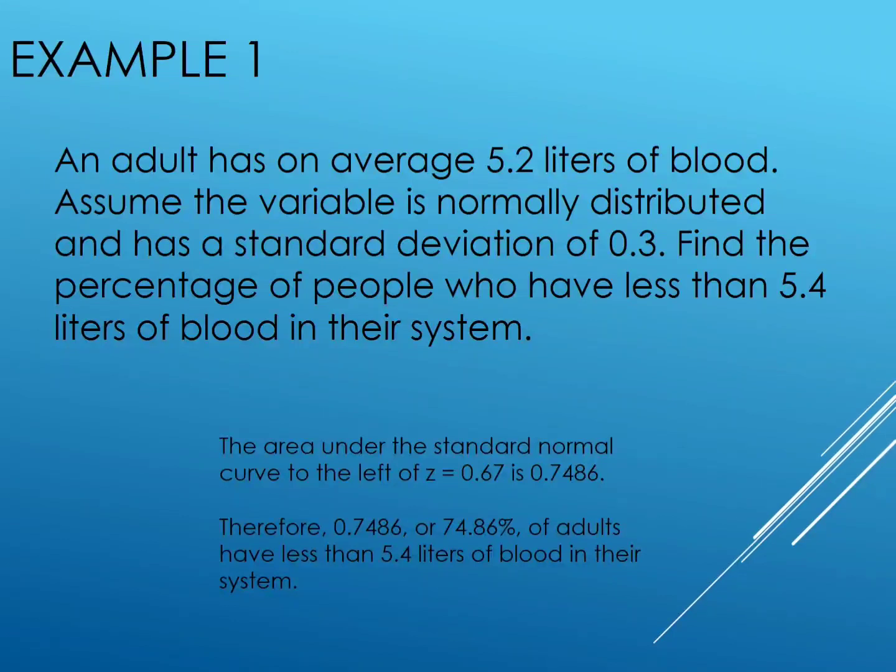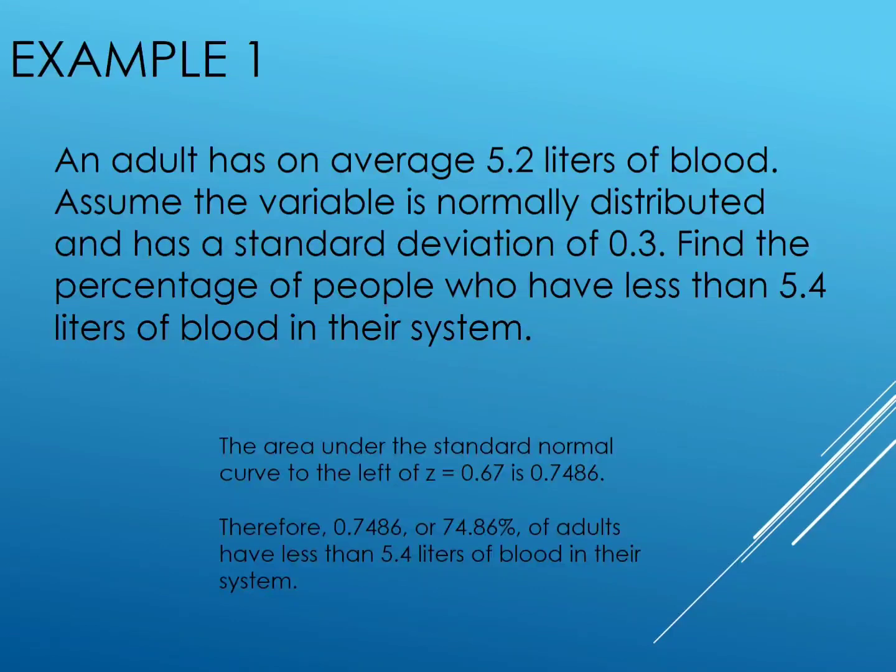When you want to word these, especially on a test or on homework, you want to understand the context of the problem. The context of the problem is talking about liters of blood. So 74.86% of adults have less than 5.4 liters of blood in their system.